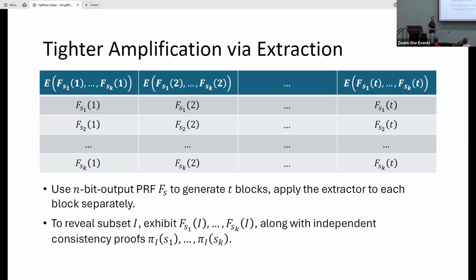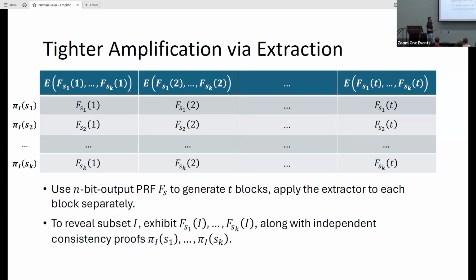But of course, this is not enough for us because we also have the leakage from the weak NIZC proofs, right? What I need to do is not only reveal the columns corresponding to subset I, I also need to give you consistency proofs. So for every row corresponding to every seed, I give you a consistency proof that all the blocks I reveal to you in this row are consistent with respect to some seed. Okay, so I give you k consistency proofs.